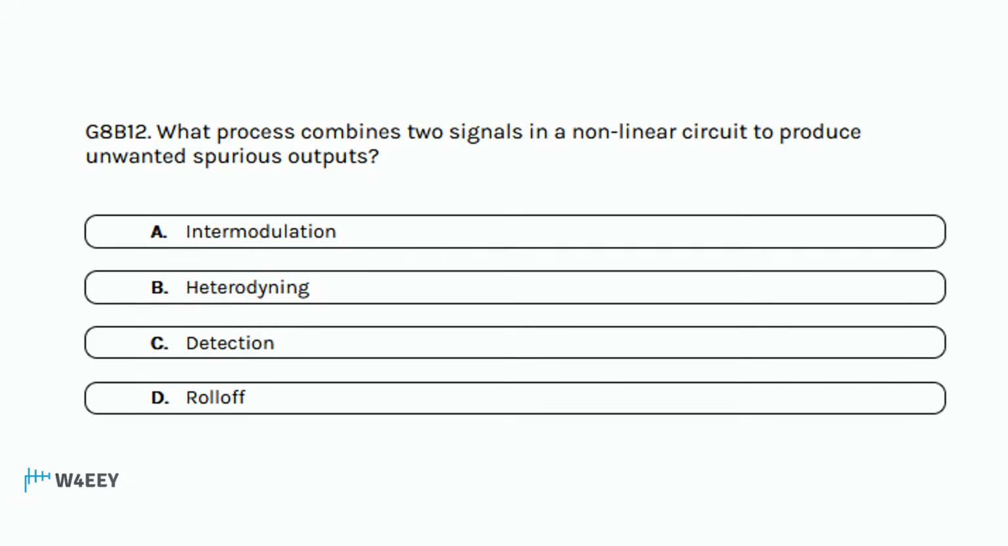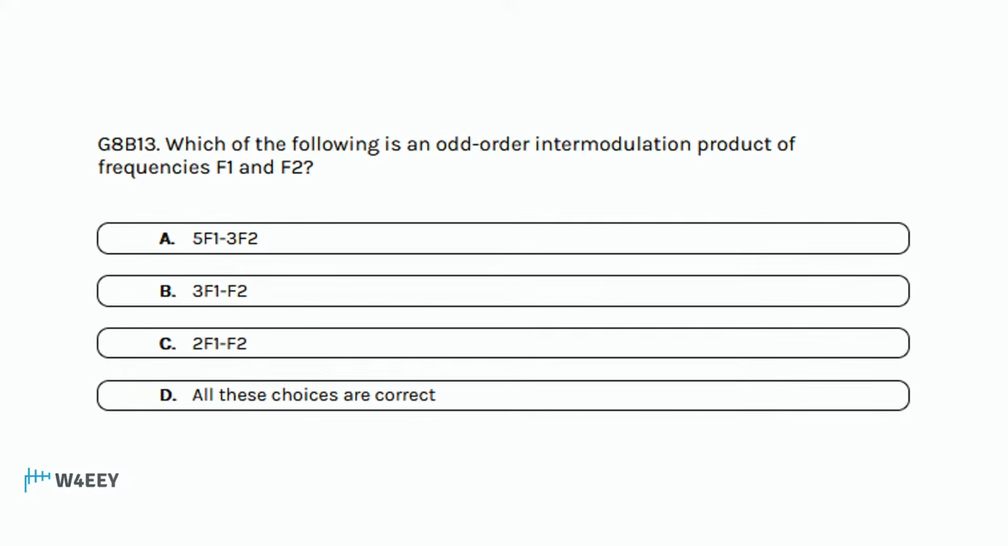And what process combines two signals in a nonlinear circuit to produce unwanted spurious outputs? That's intermodulation. And which of the following is an odd order intermodulation product of frequencies F1 and F2? It has to do with this number 2 and the number in front of the F2, which is a 1. 1 and 2 is 3. That's a third order product. So 2 times one frequency minus the original frequency F2 gives you an intermodulation product that is close by.